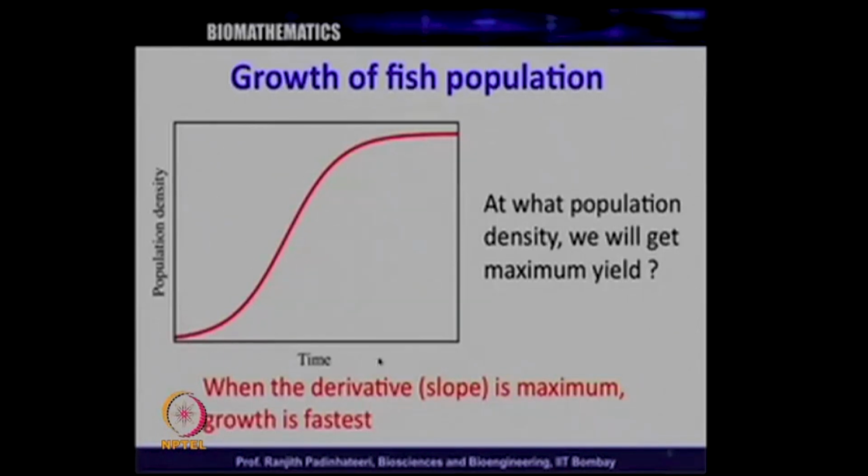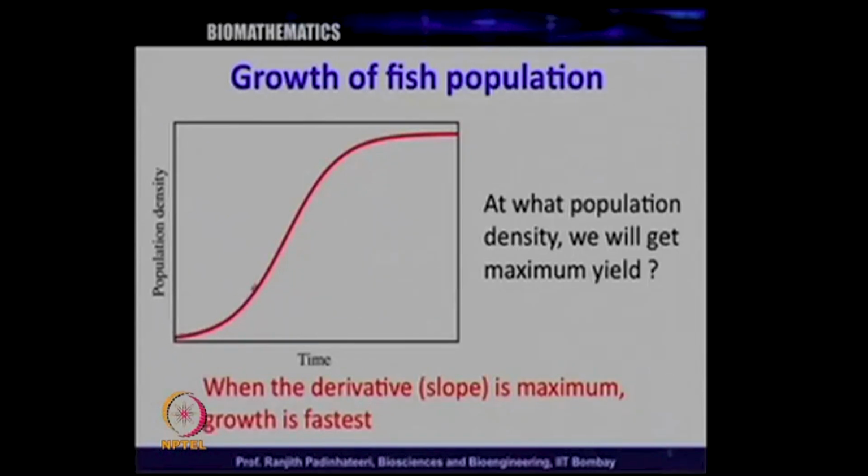So, what does this mean? It means that when you grow the fish, first the time, let us say in days, is this x axis. First the fish population is very small and increasing very slowly, and then the population density increases here and then it reaches a constant value. This is the typical thing which you see in any growth curve.